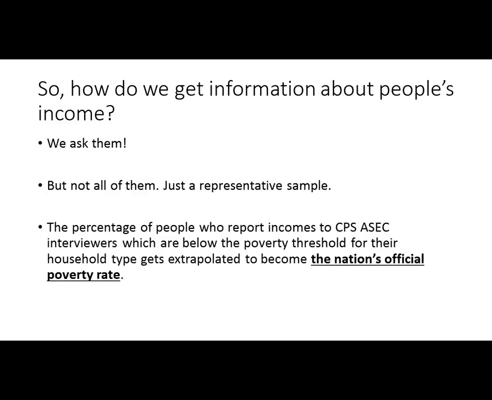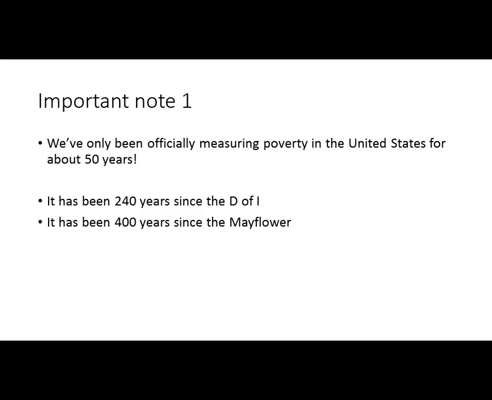So, the percentage of people who report incomes to CPS interviewers during the month of March, when the annual social and economic supplement is added to the CPS, the percentage of people who report incomes to those interviewers that are below the poverty threshold for their household type, all of that gets extrapolated to become the nation's official poverty rate.